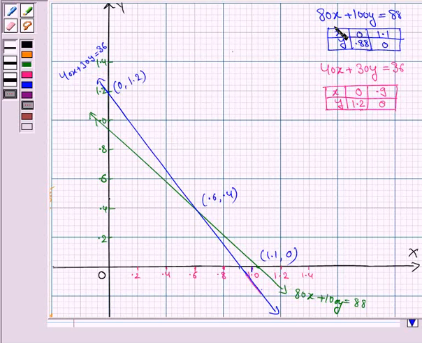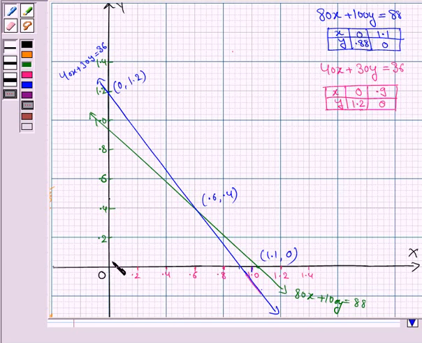Now the constraint is 80x plus 100y greater than or equal to 88. So we will take any point not lying on the line, and we'll see whether that point satisfies this inequality or not. If that point satisfies the inequality, we'll shade the region which contains that point, and if it does not satisfy the inequality, we'll shade the region which does not contain that point.